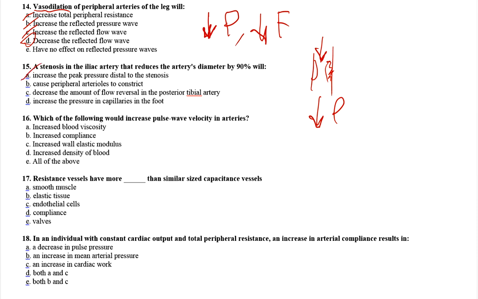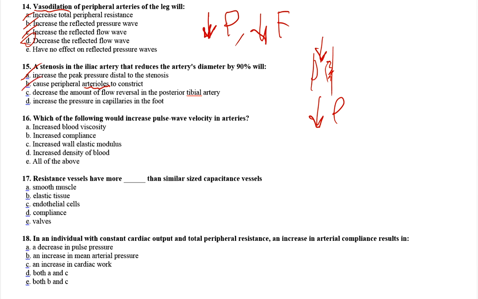Cause peripheral arterioles to constrict. No, that's definitely wrong because we're talking about arterioles. They will actually dilate to try and auto-regulate. So they will dilate, and we can knock that one out.